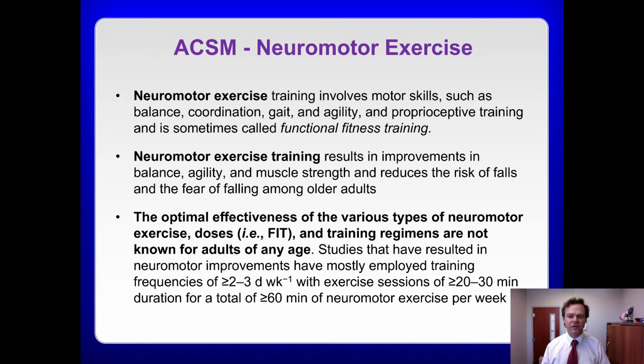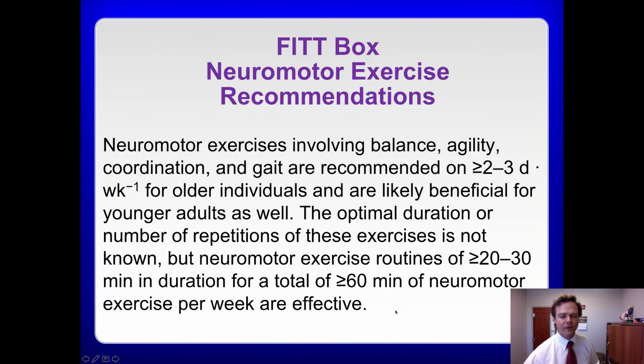For the optimal effects of the various types of neuromotor exercise, the dose they're looking at is 2 to 3 days a week, exercise sessions of 20 to 30 minutes. Again, the best thing to do is just have some exercises in your regular strength training program that have a neuromotor component. That way, you're most efficient with your time. They're looking at 60 minutes of neuromotor exercise per week. If you do specific agility training, that would fall into that category as well. Okay, so it is just what I stated before.